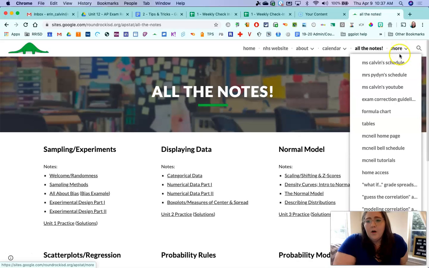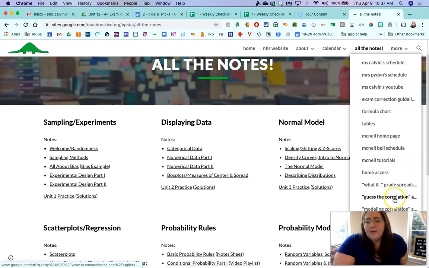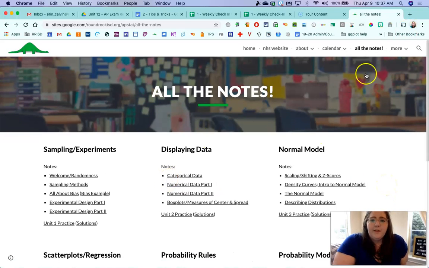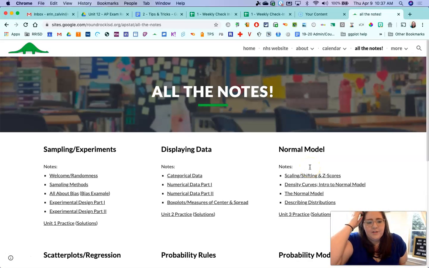And then under more, you have things like formula chart, tables, you have these applets down here, so guess the correlation applet and modeling correlations applet, and then there's one called sampling distributions applet. So all of those are really good, helpful things if you want to practice and visualize.